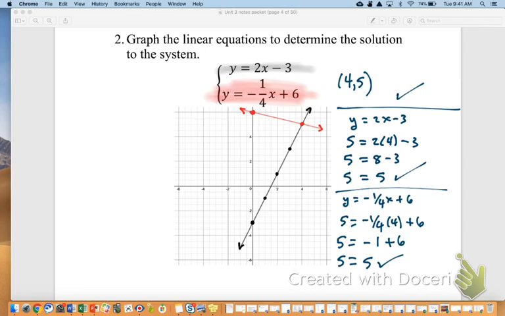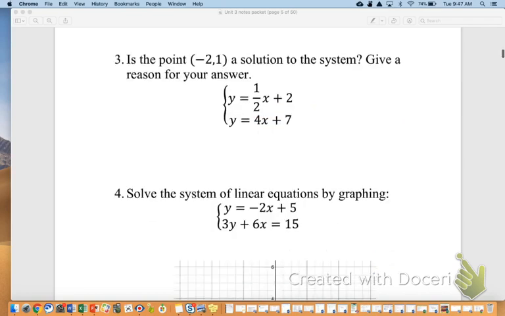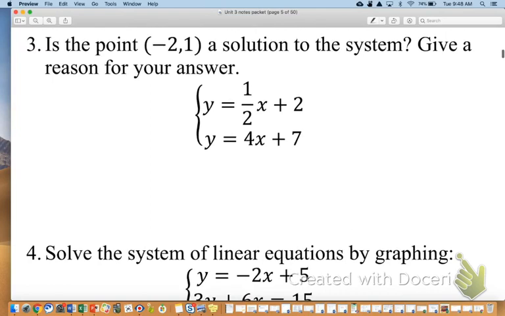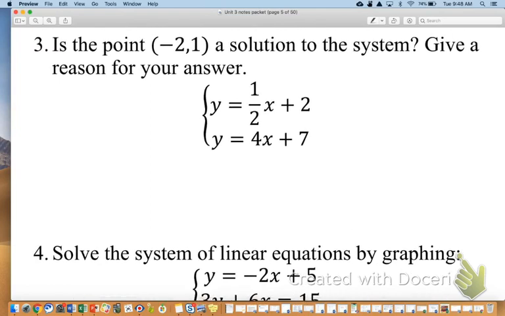along the lines of what I just showed you is a nice example here, number 3. Number 3 basically is saying this. There's this system that you can see down below, and somebody, we'll call him Bobby, solved this system, and he got negative 2 comma 1. And your job is to answer the question, did Bobby get it right? Is negative 2 comma 1 really a solution to the system? And we need to show some work, give a reason for our answer.